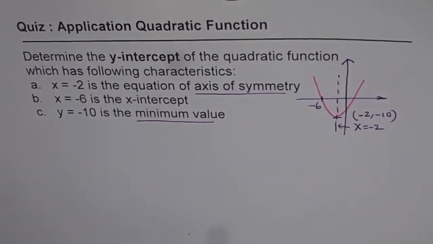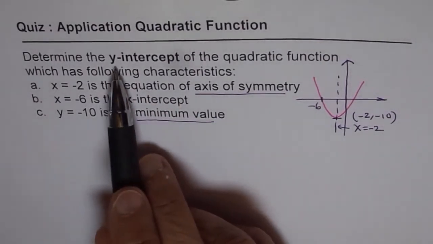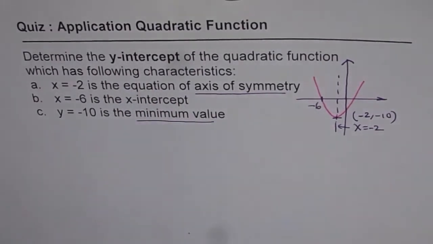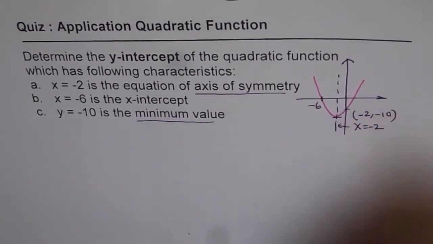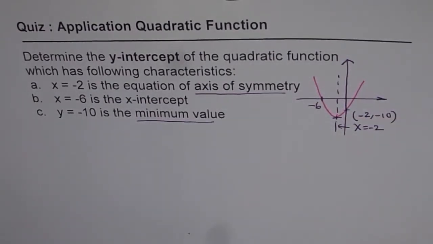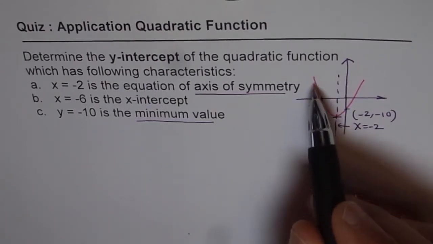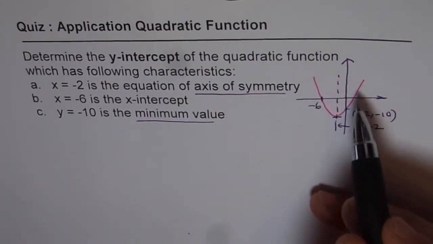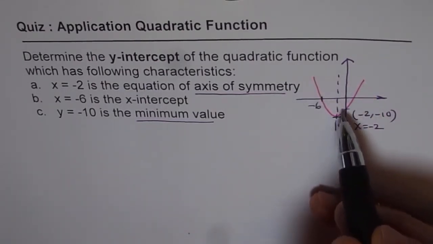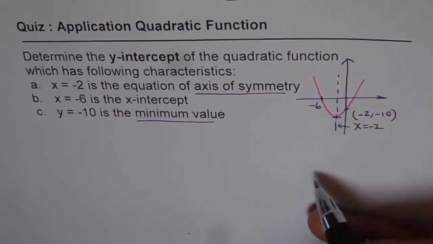Do you understand? And now we need to find the y-intercept. That means we are interested in finding this particular y point. We don't know where it is. So that is what we are interested in finding. So that is how the question is. Now let's try to find first the equation of the parabola. Once we find the equation of the parabola, then we can always substitute 0 and get the value of the y-intercept.